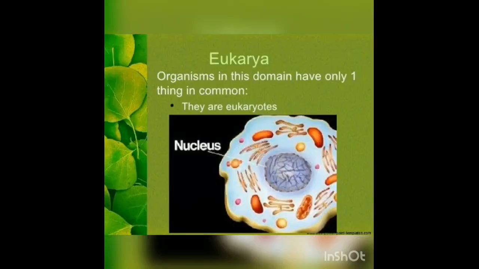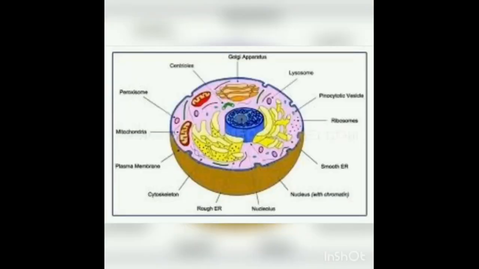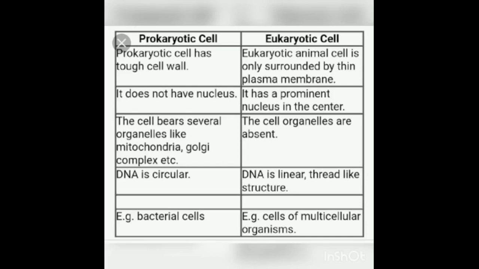Eukaryotes are organisms which have a true nucleus and membrane-bound organelles. DNA in the nucleus is arranged as a linear chromosome with histone proteins. Linear means straight. They have histone proteins. So, the difference between bacteria and eukarya. If a question is asked like this, the difference between the domain bacteria and eukarya, you can write: bacteria is prokaryote and eukarya is eukaryote. Bacteria do not have a well-defined nucleus, and in eukarya they have a well-defined nucleus and membrane-bound cell organelles.